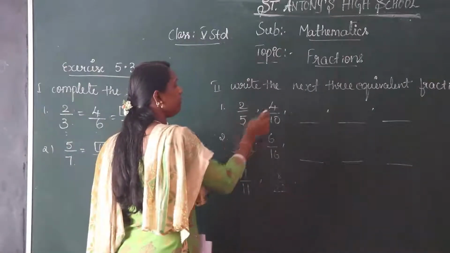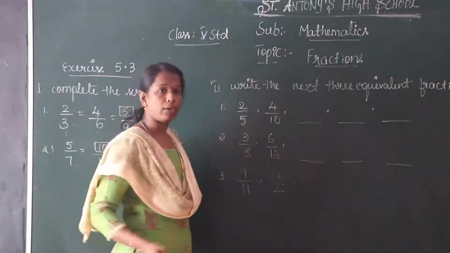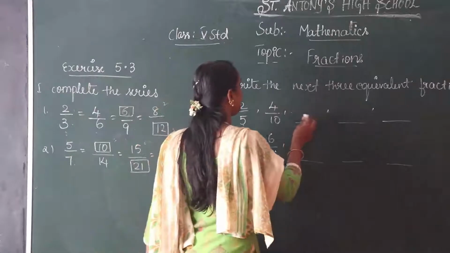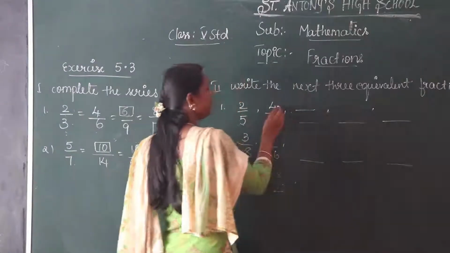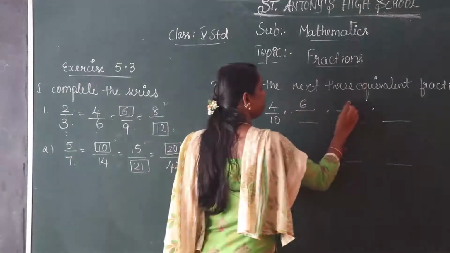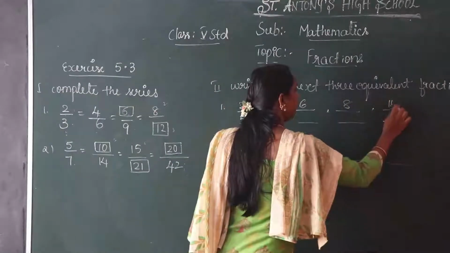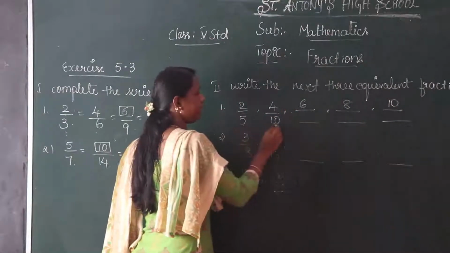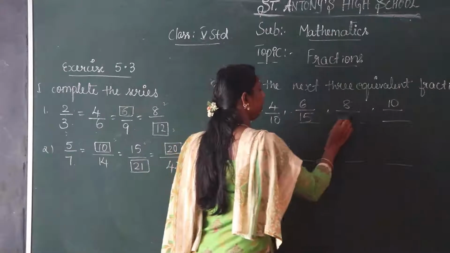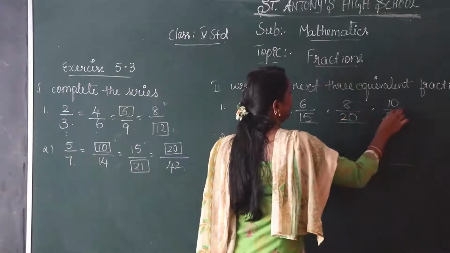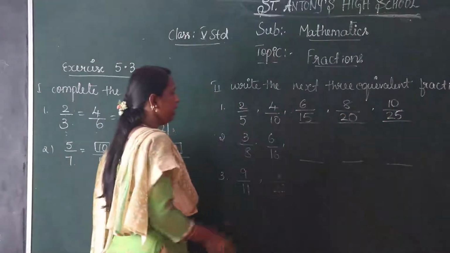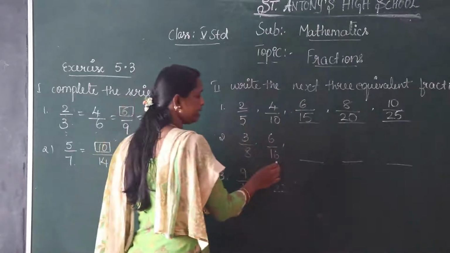So next, second line, write the next 3 equivalent fractions. Okay, here 2 by 5, 4 by 10. Like that you have to write. The numerators are 2, 4, 6, 8, 10 and then the denominators are 5, 10, 15, then 20, then 25.